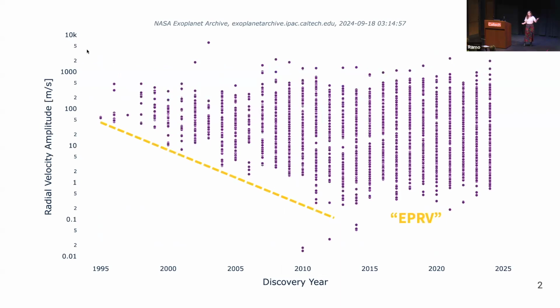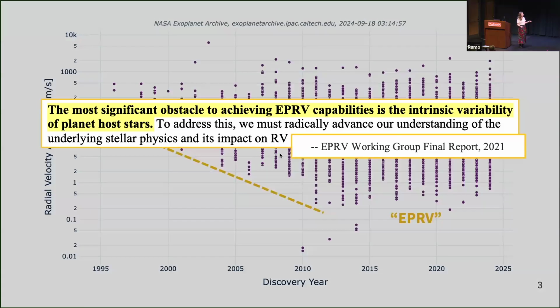So I'm legally and morally obligated to start with this plot. You've seen it before. Observationally, instrumentally, we're fully in the EPRV sub-meter per second regime, and yet the exoplanet detections haven't been emerging as we might hope. And the reason for this is no secret. It's the intrinsic variability of the stars that we're looking at. And as the EPRV working group wisely said, to address this, we must radically advance our understanding of the underlying stellar physics and its impact on RV.